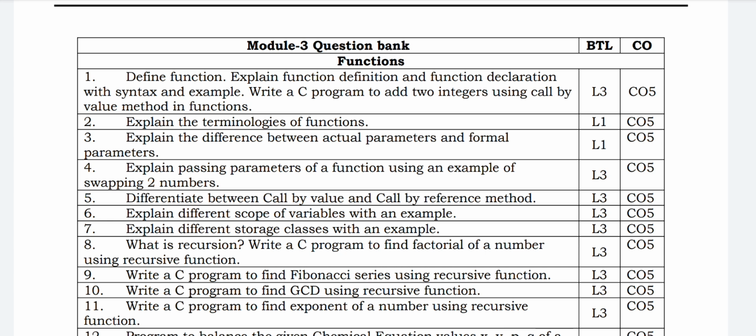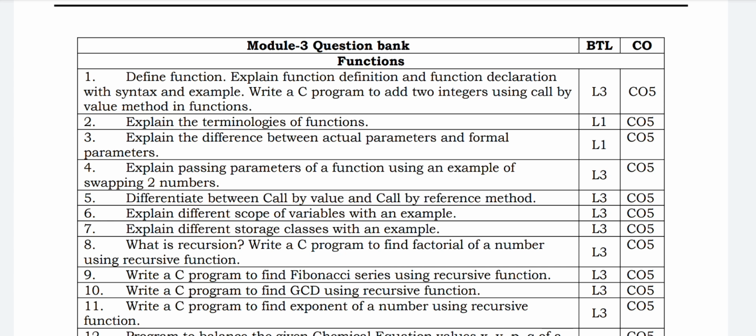Third module, define a function, explain function definition and function declaration with syntax and examples. Write a C program to add two integers using call by value method in functions. Explain the terminologies of functions. Third question, explain the difference between actual parameter and formal parameter. Fourth question, explain the passing parameters of a function using an example of swapping two numbers.